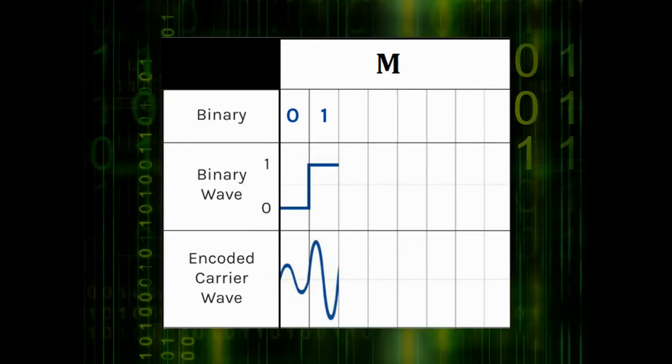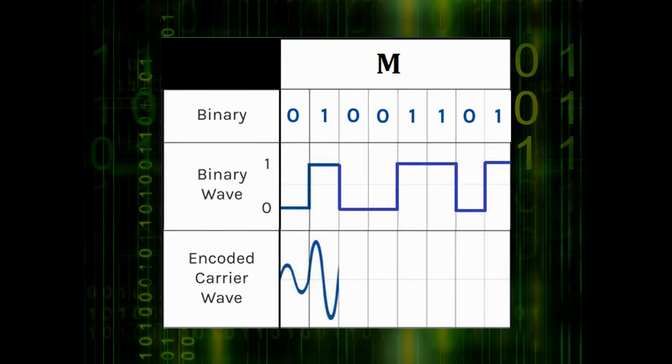So pause your video and see what you can do with this M. So the binary number is 01001101, a little more complicated than our A. So our binary wave will be a trough and a crest, and a trough and a trough, and a crest and a crest, and a trough and a crest.